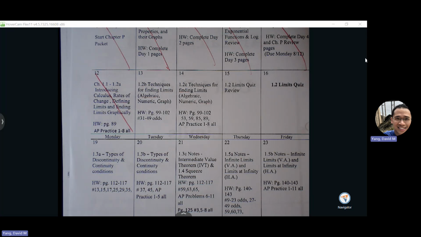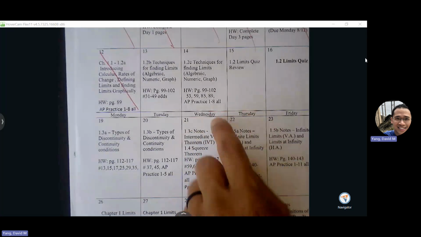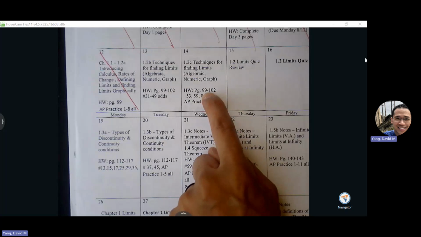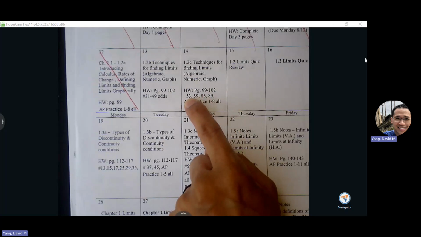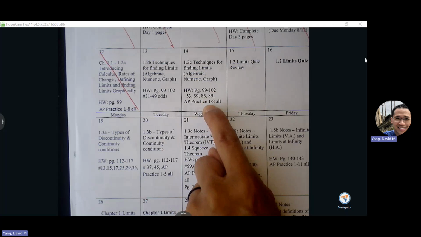There's homework tonight. So if you look on your calendar here, same exercise pages, but you're just doing 53 to 89, just those 4 problems. And then your AP practice for 1.2 follows immediately after your exercise pages.